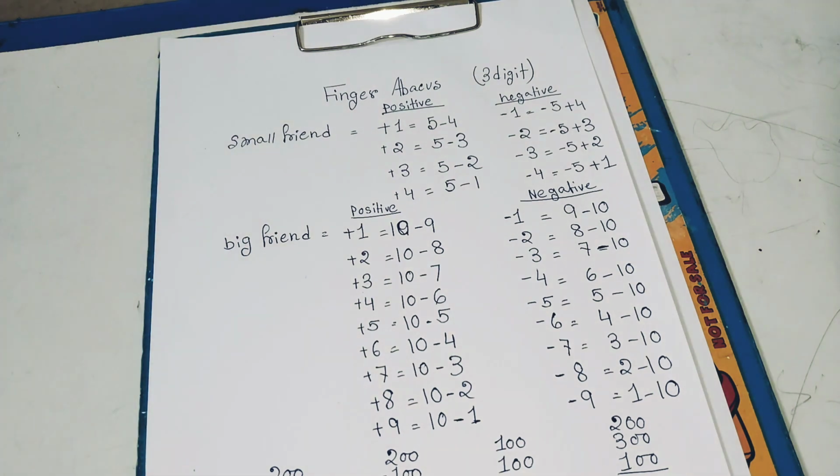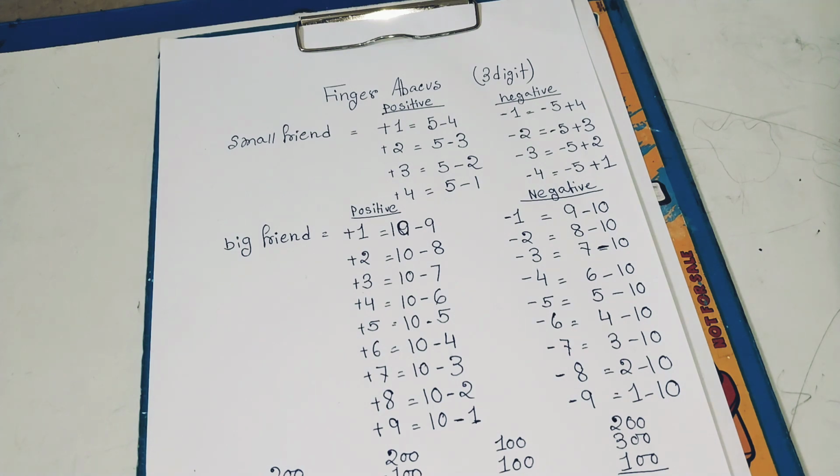Then again we have to go to the negative formula. Minus 1 is equal to 9 minus 10, because 10 is the biggest number. So the negative sign we have to put before the biggest number. Minus 2 is 8 minus 10, minus 3 is 7 minus 10, minus 4 is 6 minus 10, minus 5 is 5 minus 10, minus 6 is 4 minus 10, minus 7 is 3 minus 10, minus 8 is 2 minus 10, minus 9 is 1 minus 10.